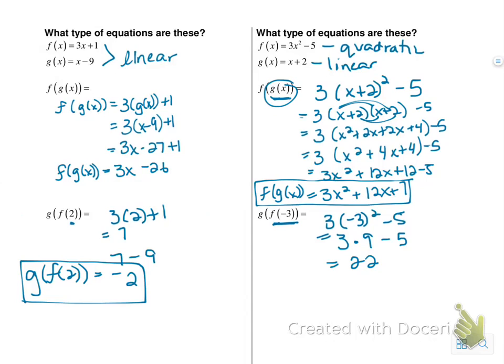Okay, then I'm going to take 22 plus 2, so I'm going to write that up a little bit higher. 22 plus 2, because now I'm doing g of 22, and I get 24. So g of f of negative 3 is 24.